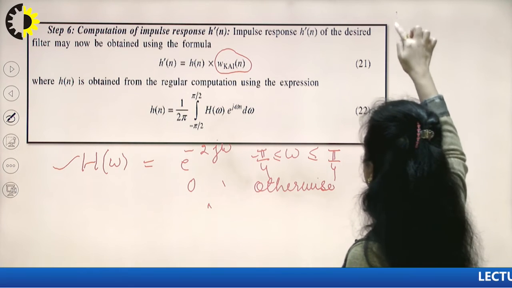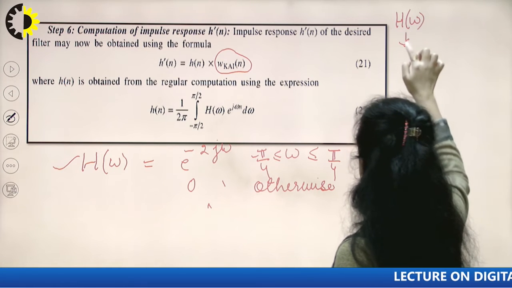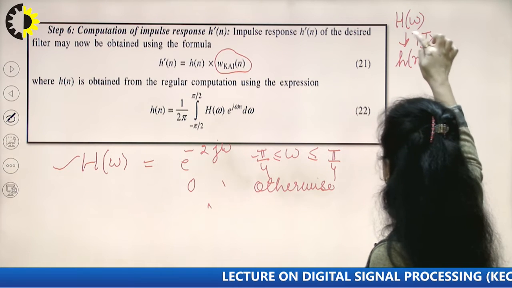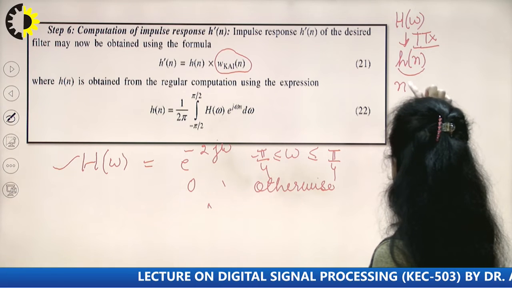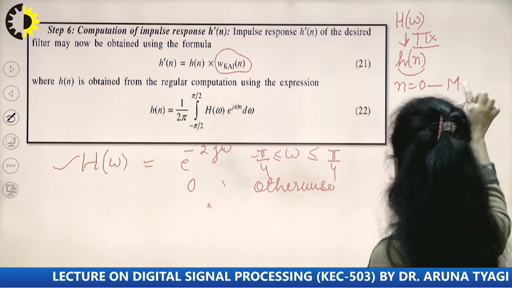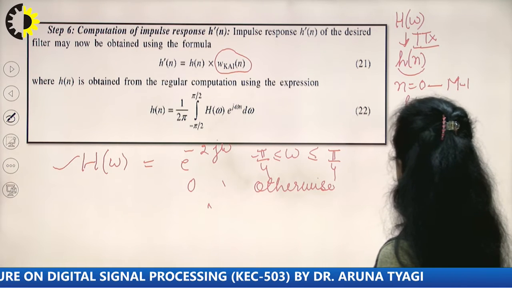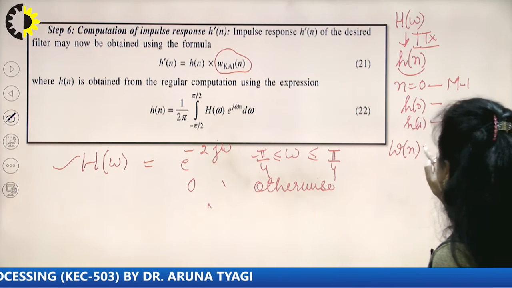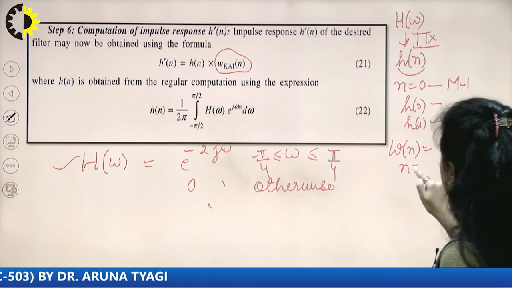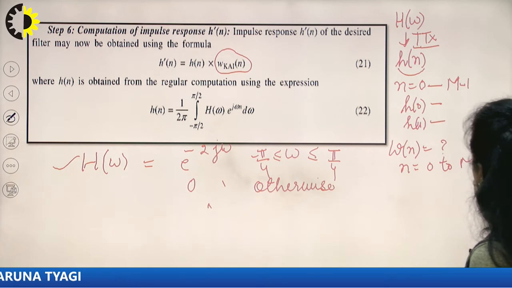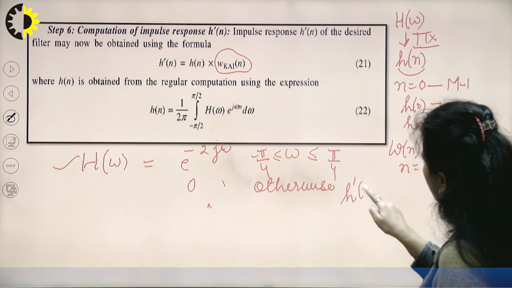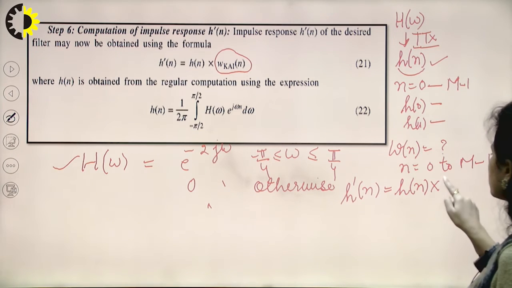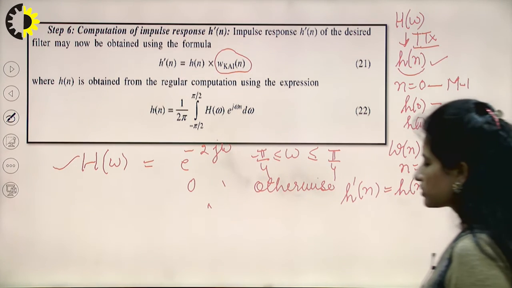So what we were doing, from H of omega, I was generating h[n] by taking the inverse Fourier transform. From this h, substituting the value of n from 0 to m minus 1, I was calculating all the samples h0, h1 and so on. Then I was taking the window function, calculating all the parameters of the window function ranging from 0 to m minus 1. And finally, a new truncated response was generated by multiplying all the samples of h[n] with all the samples of w[n]. So what is the difference with the Kaiser window?